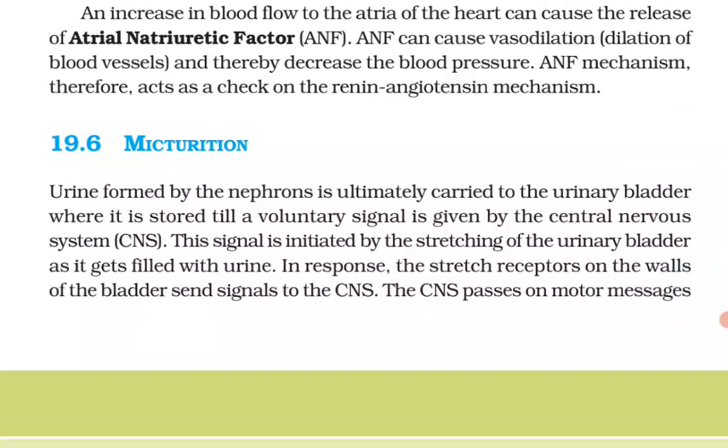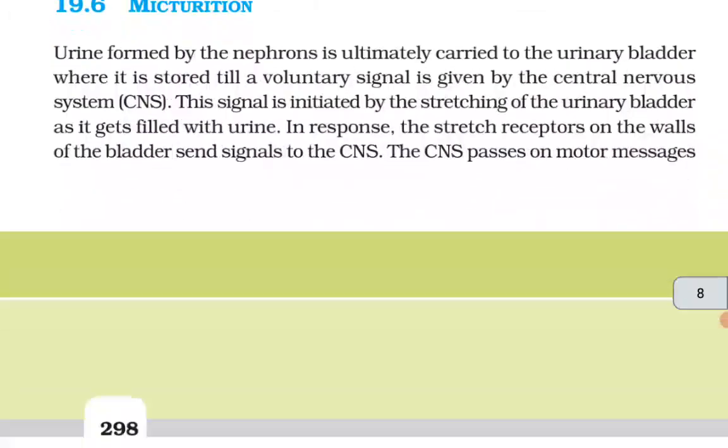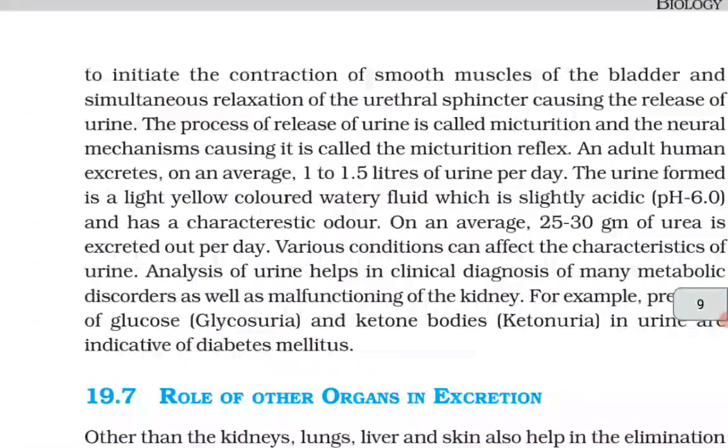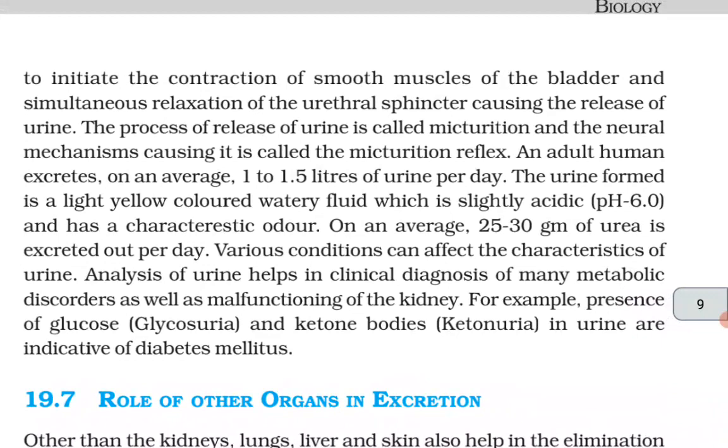Micturition. Urine formed by the nephrons is ultimately carried to the urinary bladder, where it is stored till a voluntary signal is given by the central nervous system, CNS. This signal is initiated by the stretching of the urinary bladder as it gets filled with urine. In response, the stretch receptors on the walls of the bladder send signals to the CNS. The CNS passes on motor messages to initiate the contraction of the smooth muscles of the bladder and simultaneous relaxation of the urethral sphincter, causing the release of urine. The process of release of urine is called micturition, and the neural mechanism causing it is called the micturition reflex.